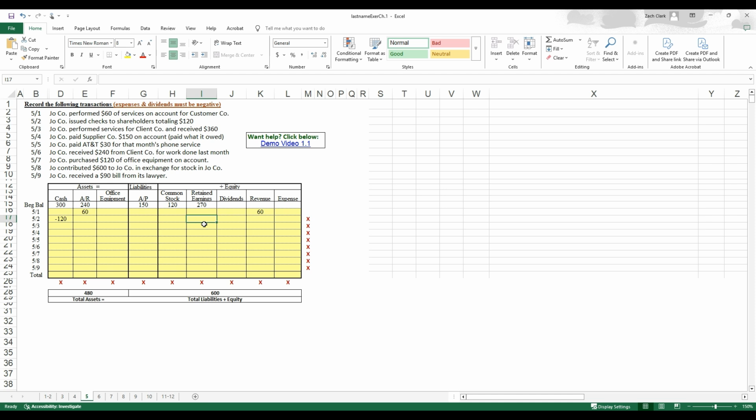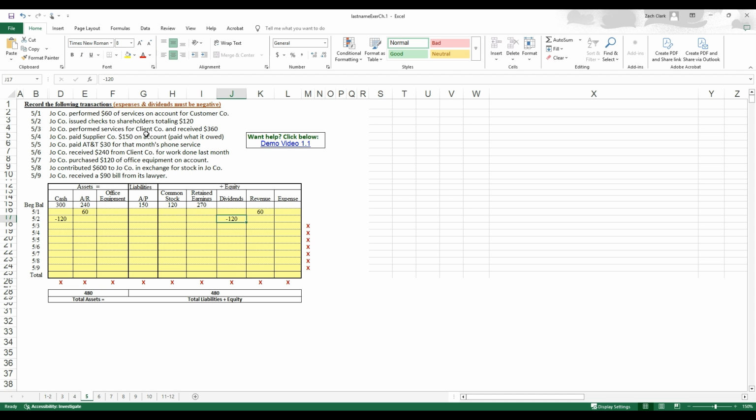Oh, I put that in the wrong spot. Sorry, let me put this here. We have a specific column for our dividends, and that's going to be an outflow of cash from the business back to the owners, essentially taking out some of those earnings that have been retained over the life of the business.